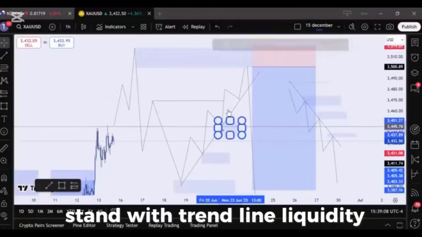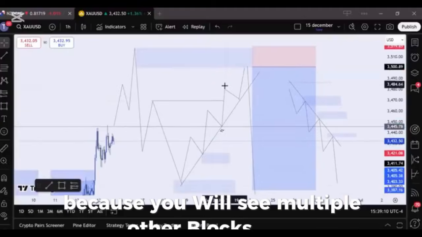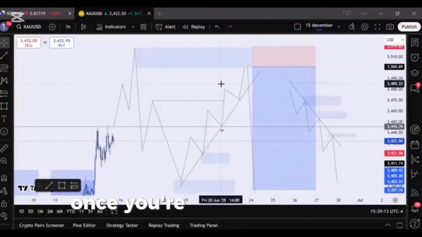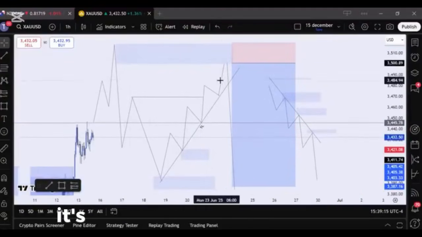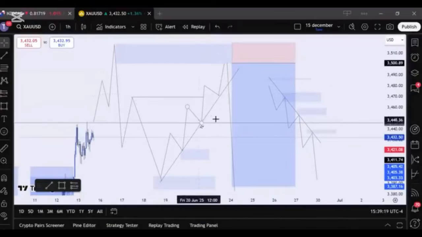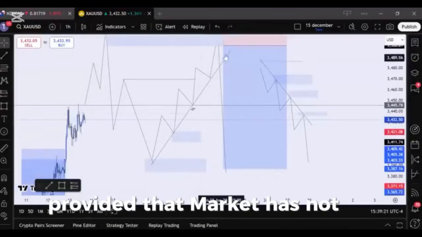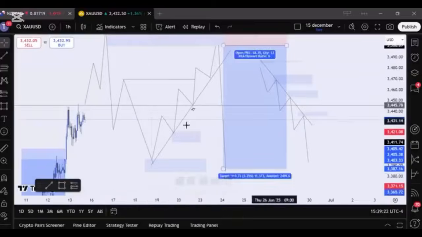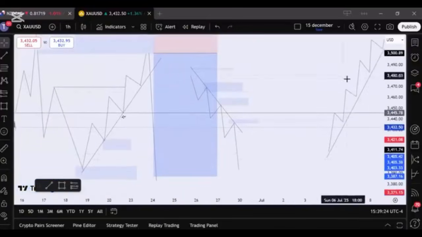Same with trendline liquidity, because you will see multiple other blocks here and here and here. Once you're already selling and the market is bearish, it's not advisable to start taking trades to buy from any other blocks here in the market or here, provided that the market has not yet swept that trendline liquidity. Same thing as this scenario also.